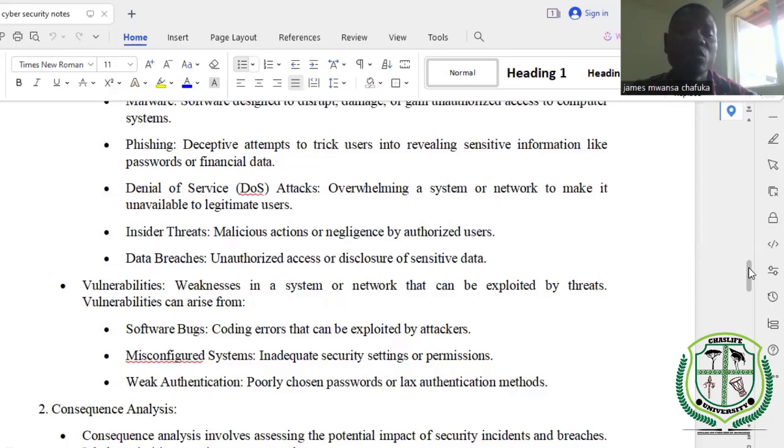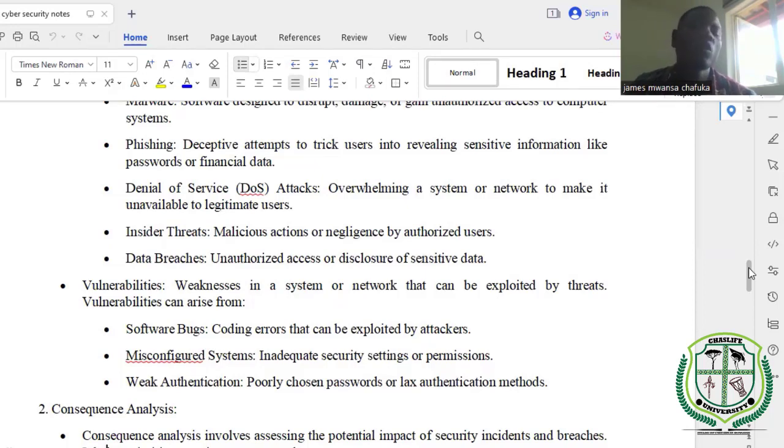So the bugs are coding errors which can be exploited by the attacker, which are the hackers. And then we also have the aspect of misconfigured systems. When you talk of misconfigured systems, the emphasis is mainly on inadequate security settings or permissions.